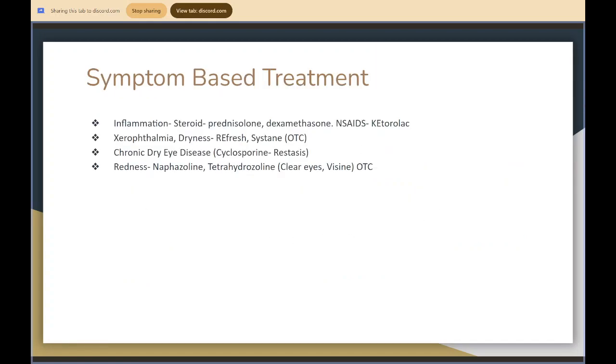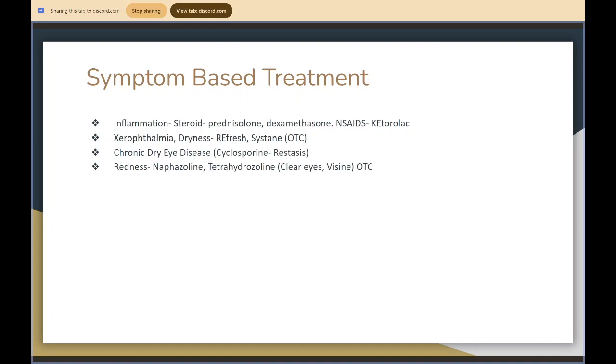Now, symptom-based treatment. If there's inflammation, we have several options. We can use steroids. Prednisolone and dexamethasone are two of the most used if you have inflammation in your eyes. NSAIDs, ketorolac is the most common, both for the NAPLEX test and clinically. And then xerophthalmia is dry eye, and you can use Refresh or Systane. Both of these are over the counter. For chronic dry eye disease, you can use cyclosporine. The brand name is Restasis.